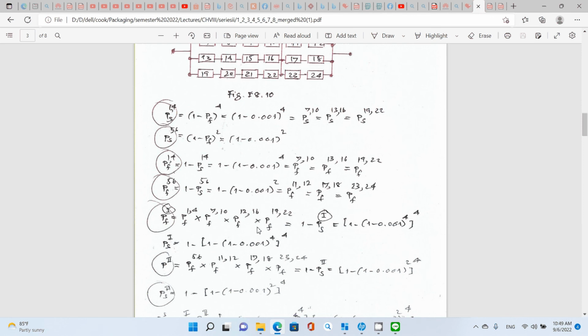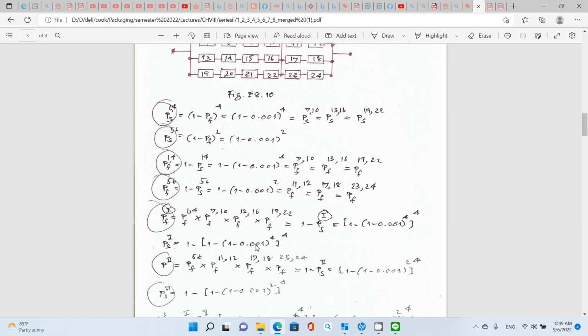So your PF of 1 to 4 is going to be 1 minus (1 minus 0.001) to the fourth. And since there are three rows in parallel, you also have it all to the power of 4. Then you can look for PS1 by moving PS to the right of the equation and this one to the left, so you have 1 minus this term. That's PS1, right here.